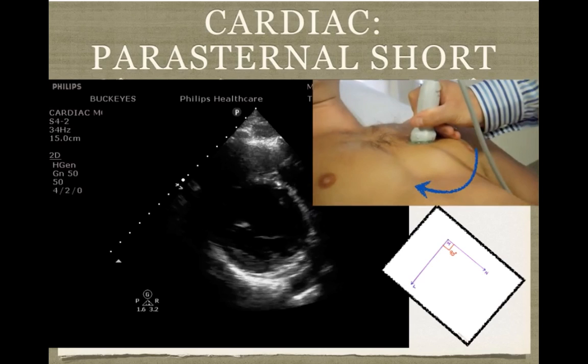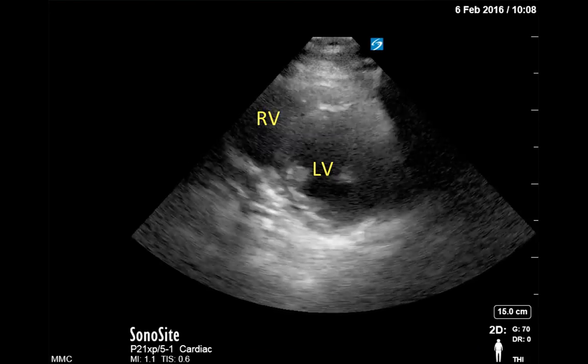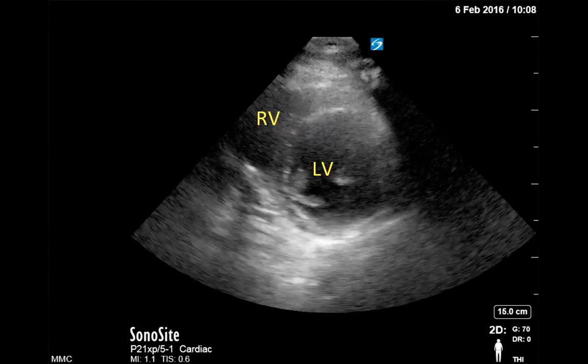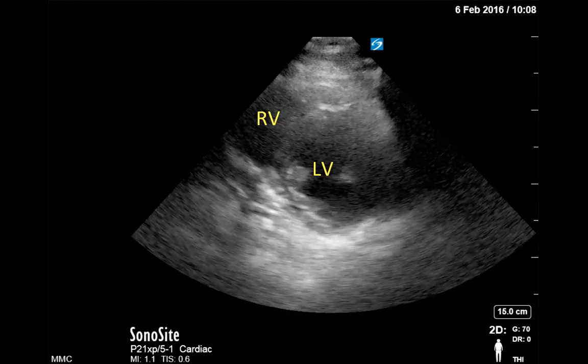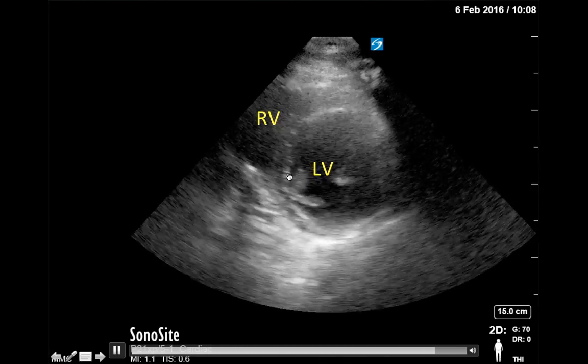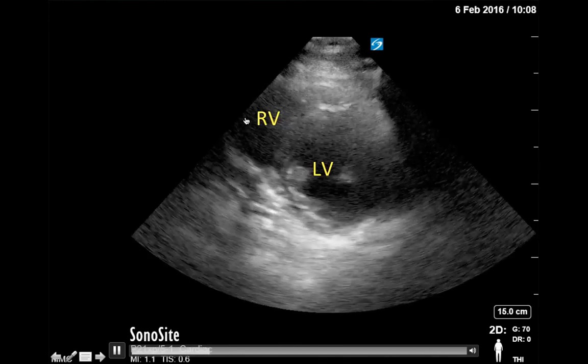The next view is the parasternal short axis view. Rotate the probe approximately 90 degrees clockwise. If you're in cardiac mode, the probe marker will be facing the patient's left shoulder, and if you're in regular mode, the probe marker will now be facing the patient's right hip. Again, it doesn't matter where the probe marker is pointed as long as you can obtain this view. In this video, you see a cross section of the left ventricle and adjacent to it the right ventricle. Left ventricle, right ventricle.